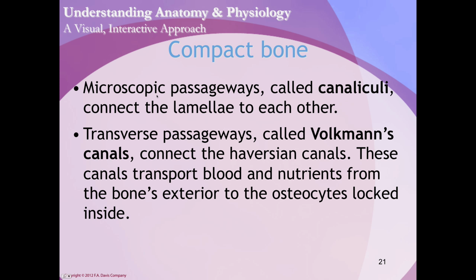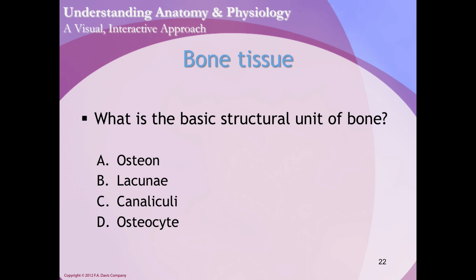So canaliculi connect the lamella to each other, and then transverse passageways called Volkmann's canals connect the Haversian canals. These transport blood and nutrients from the bone's exterior to the osteocytes locked inside. Keep in mind, this bone is very dense, and so not a whole lot of blood vessels pass through this. And so we have to have these microscopic structural anomalies called canaliculi and Volkmann's canals that help to create a method for bone to get its nutrients.